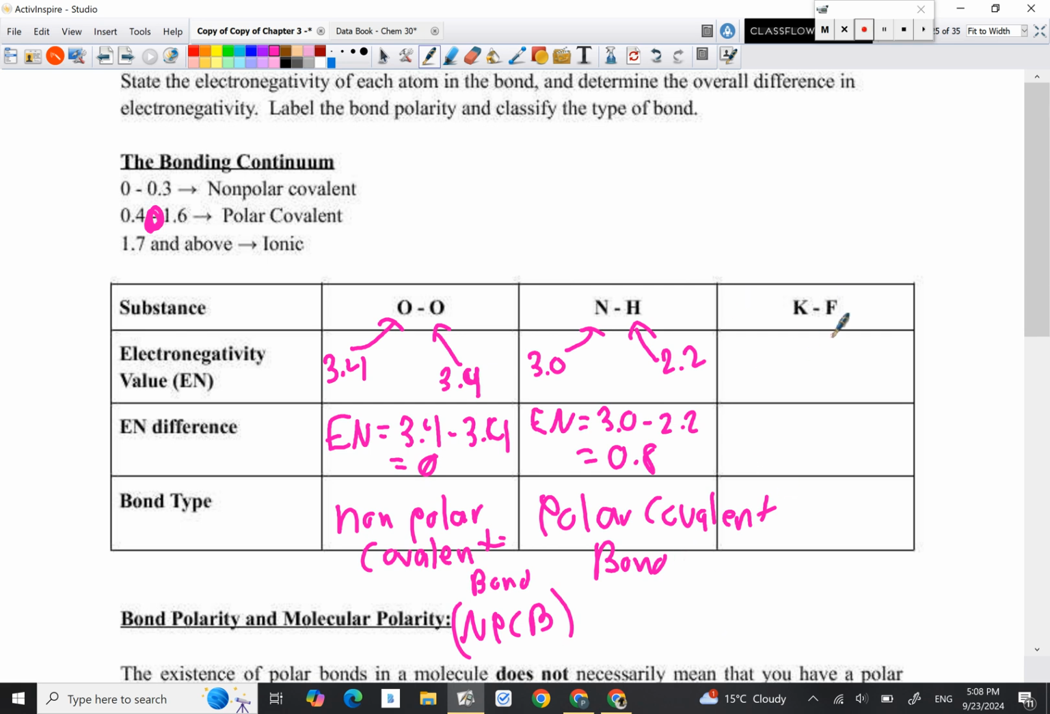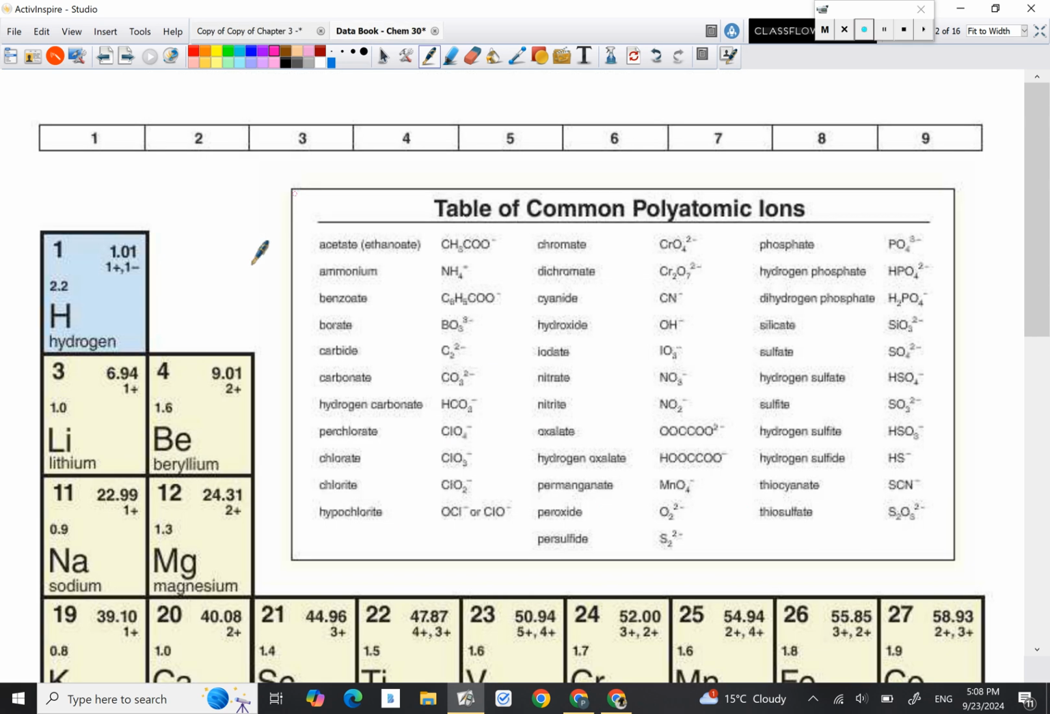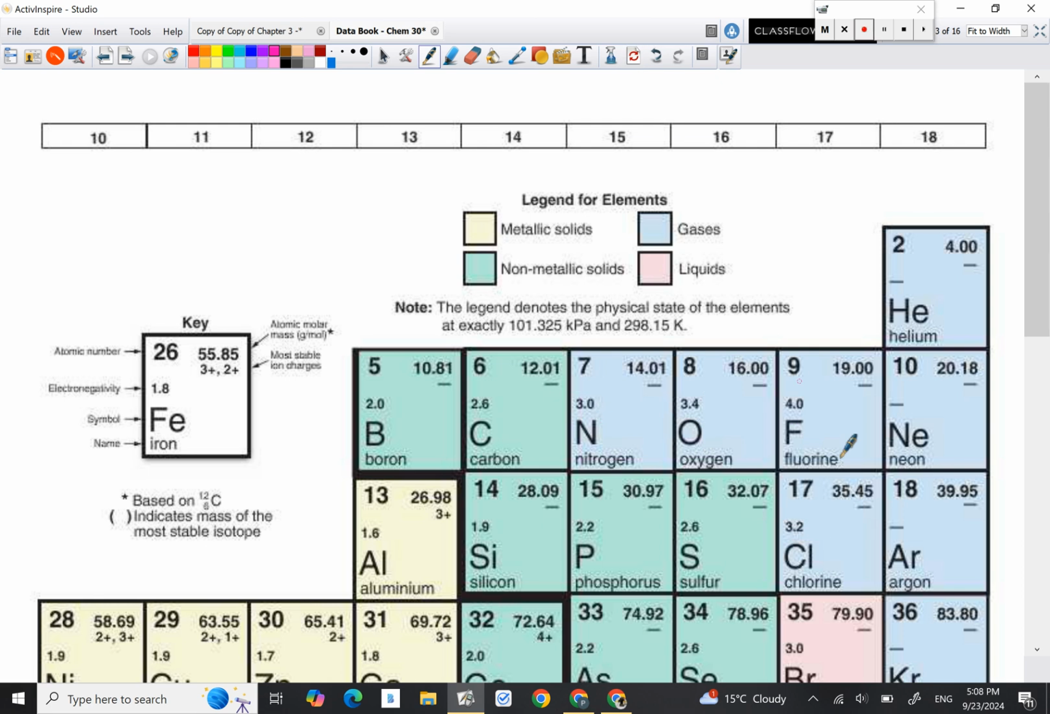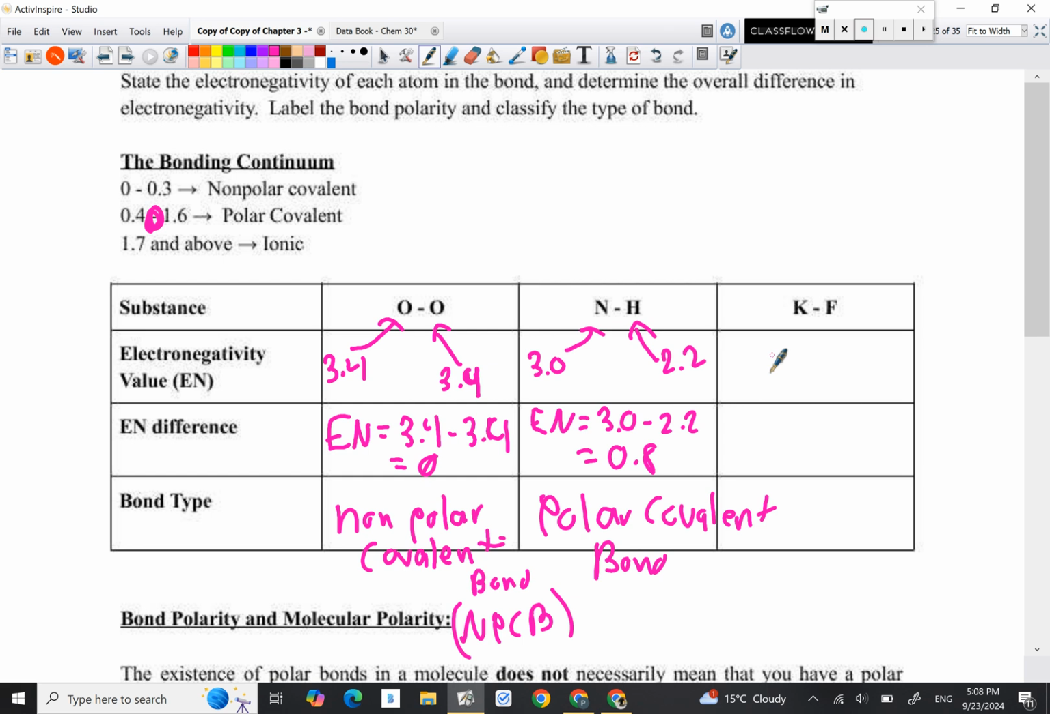And now our last one, our potassium fluoride. Same thing. We find potassium, which is right here, 0.8. Then, of course, we find fluorine over here at 4.0. So let's have a look at that again. Our potassium, once again, was 0.8. Our fluorine was 4.0. So take the electronegativity difference. We go 4.0 minus 0.8, and we're left with 3.2. And this, of course, would make an ionic bond.